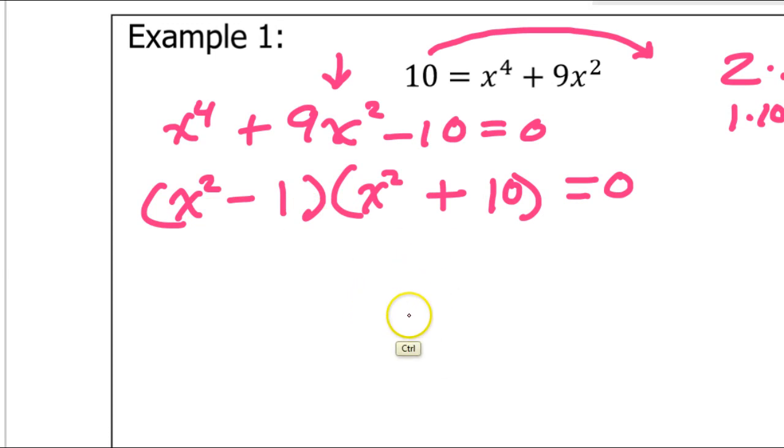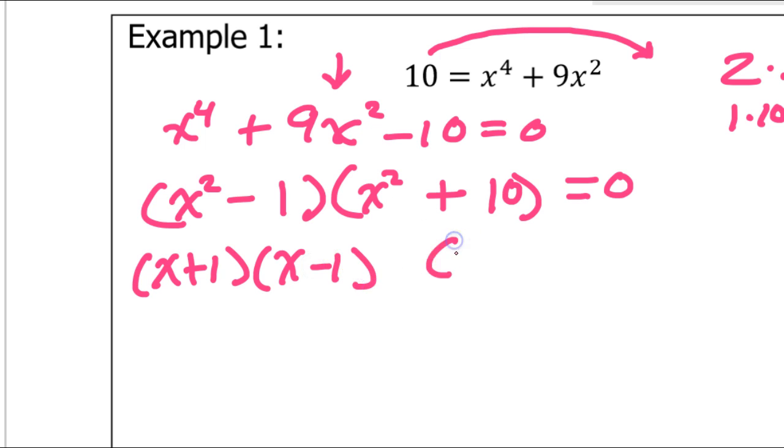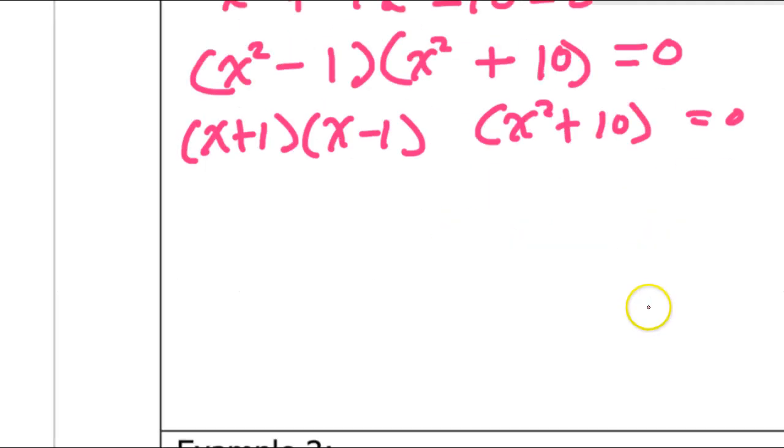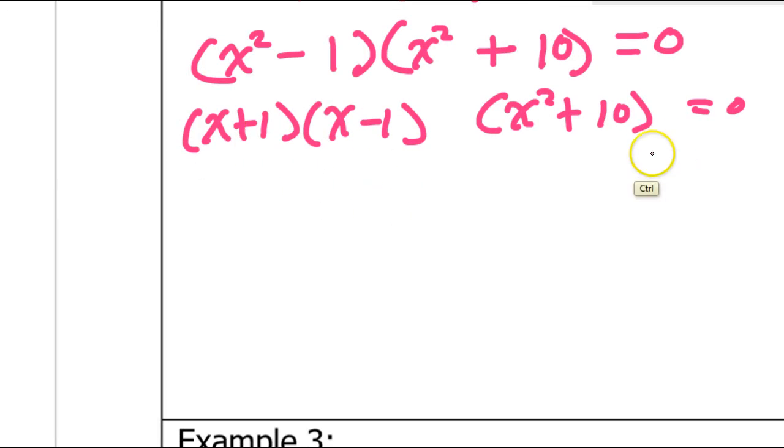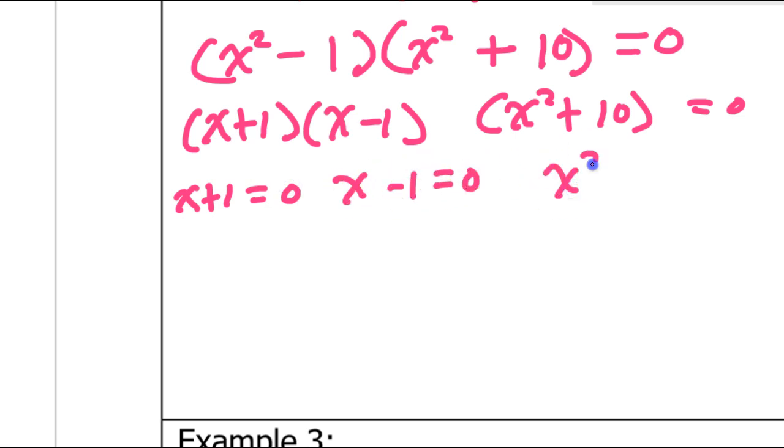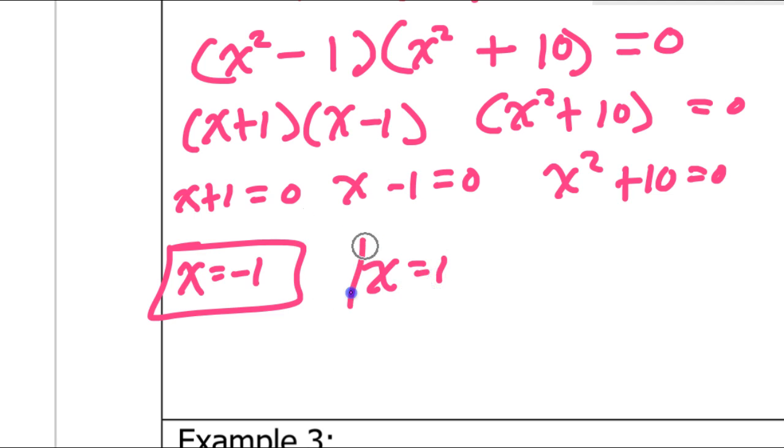Yes. Which one are you looking at? The x squared minus 1, that's the difference of 2 squares. So this can factor further as x plus 1 times x minus 1. X squared plus 10 cannot be factored further. Now, we get the solutions by setting each one of these equal to 0. So this is going to give me x is equal to negative 1, x is equal to positive 1.